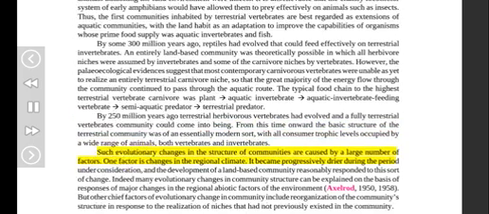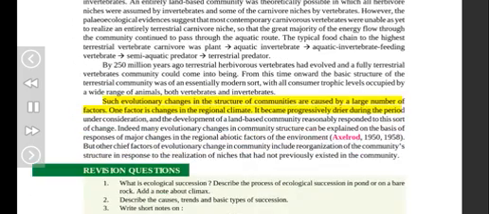Such evolutionary changes in the structure of communities are caused by a large number of factors. One factor is changes in the regional climate. It became progressively drier during the period under consideration, and the development of land-based community reasonably responded to this sort of change. Indeed, many evolutionary changes in community structure can be explained on the basis of responses to major changes in the regional abiotic factors of the environment. Axelrod, 1950, 1958. Other chief factors of evolutionary change in community include reorganization of the community structure in response to the realization of niches that had not previously existed in the community.